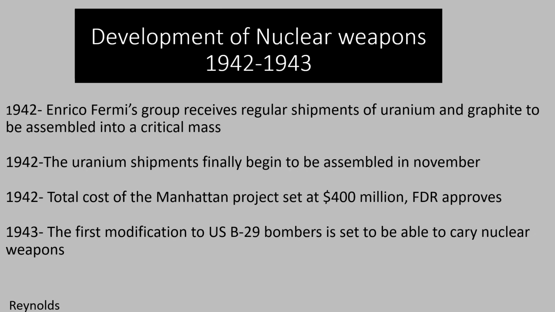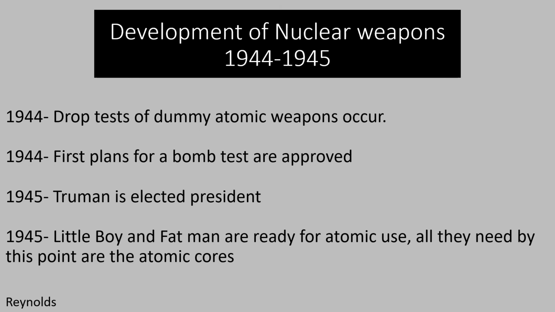1942 to 1943. Enrico Fermi's group receives regular shipments of uranium and graphite to be assembled into a critical mass. The uranium shipments finally begin to be assembled in November. The total cost of the Manhattan Project is set at $400 million and FDR approves. The first modifications to U.S. B-29 bombers is set to be able to carry nuclear weapons.